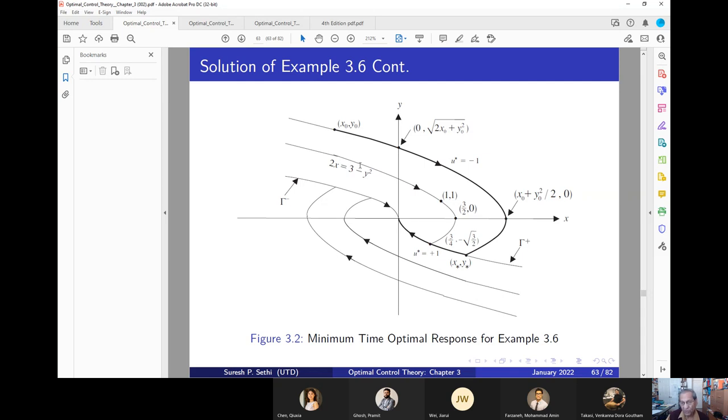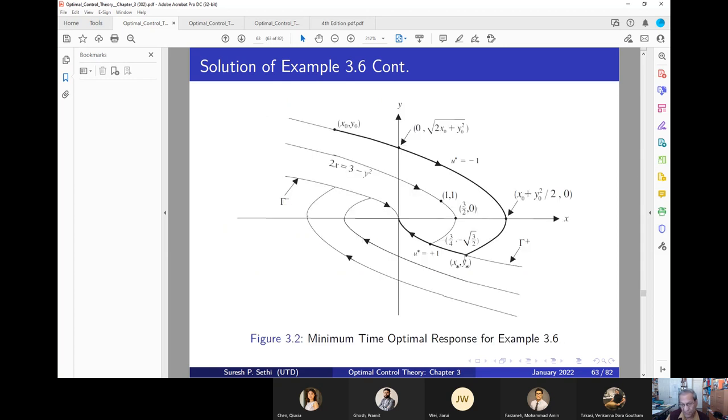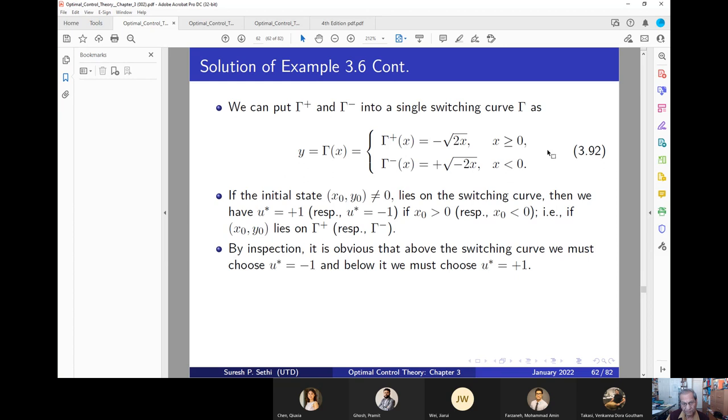Okay? So let's derive these parabolas, and then we'll come back to this picture again. The first part is, we can put these parabolas into a single switching curve gamma, which is y equal to gamma of x, which is that and that. So that particular 3.92 is this whole gamma. Gamma minus is this part, gamma plus is this part. So if the initial state x0, y0 is not zero, but lies on gamma, then the problem is solved.